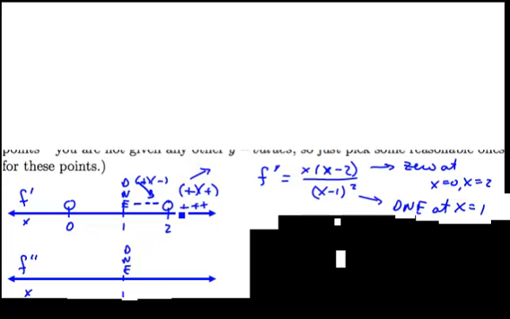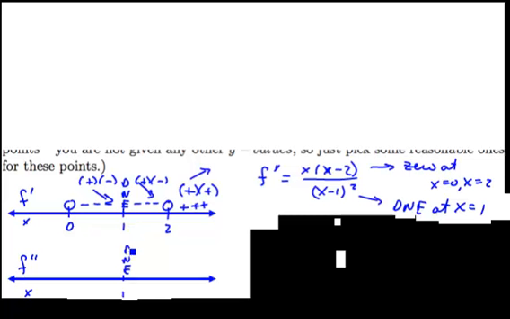On the left side of 0, the x value is going to be negative, and the x minus 2 is also going to be negative. So the product will be positive. So in this region my function must be increasing, which means I must have a local maximum at x equals 0. It's increasing and then decreasing. The analysis of the second derivative goes the same way.